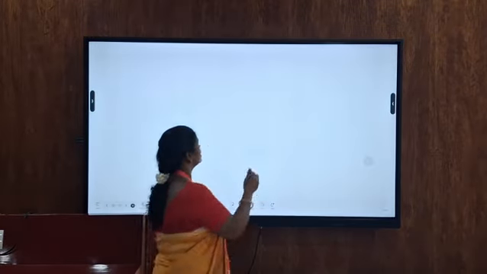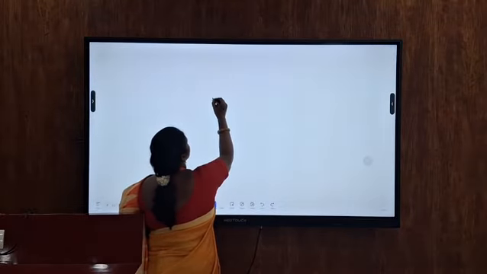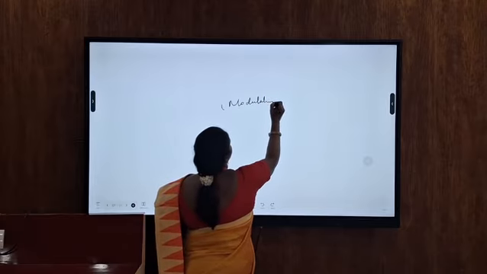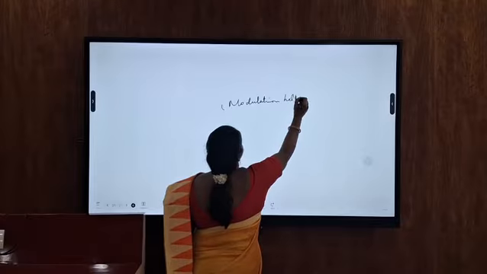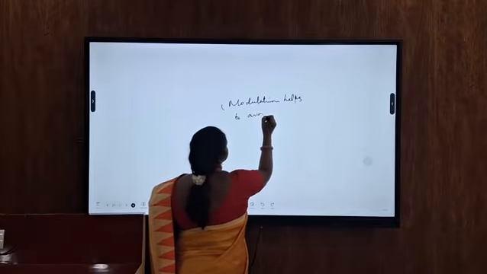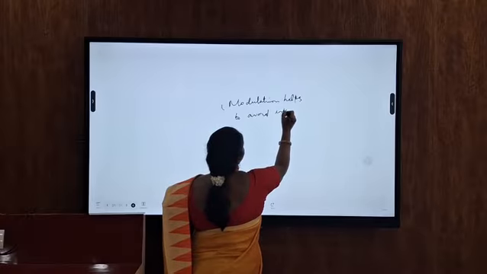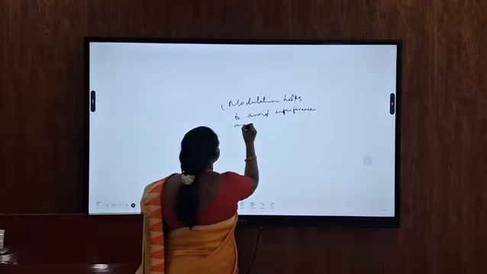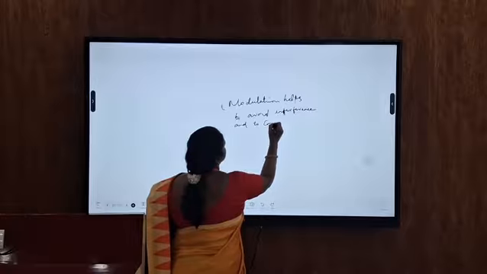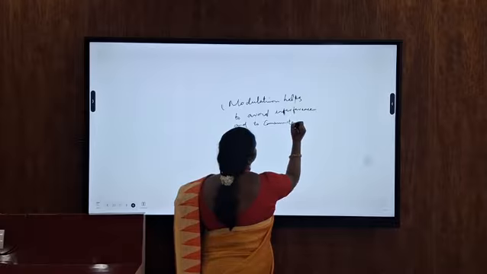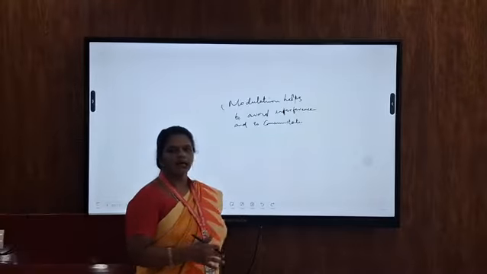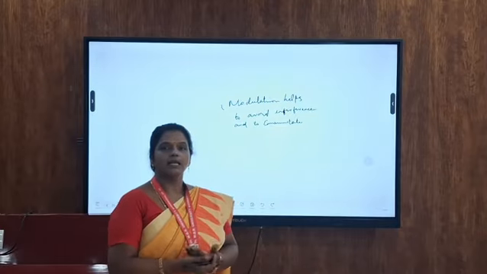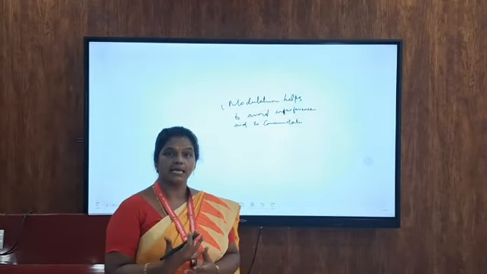So this is what modulation refers to, and modulation actually helps to avoid interference and to communicate or transmit multiple signals at the same time in the communication medium. It also helps to reduce the antenna size.